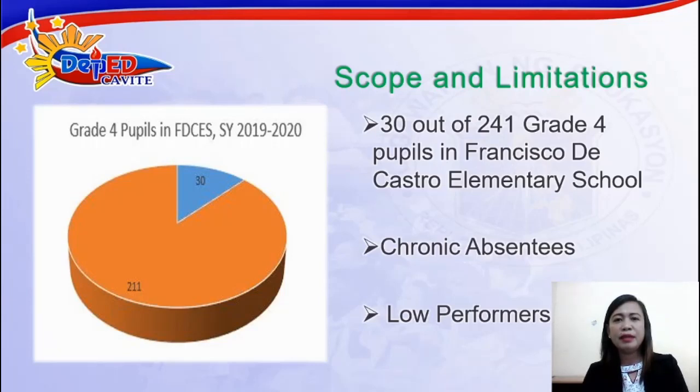The respondents for this study were composed of 17 boys and 13 girls for a total of 30 pupils purposively sampled out of 241 enrollees. Advisors from each class identified the pupils with chronic absences using their daily attendance record form or the school form 2.